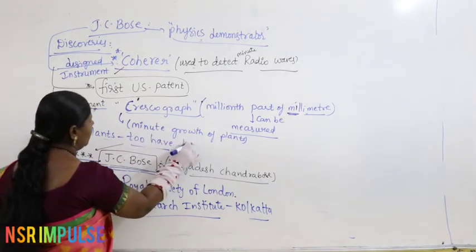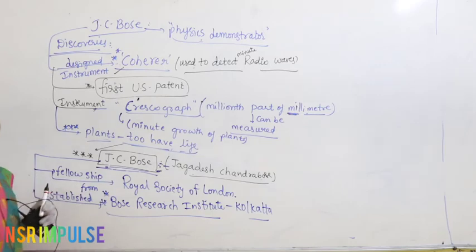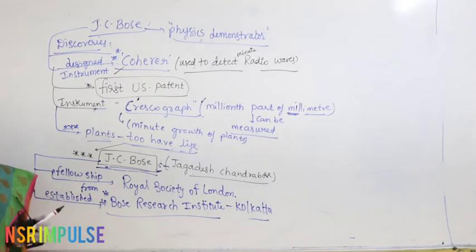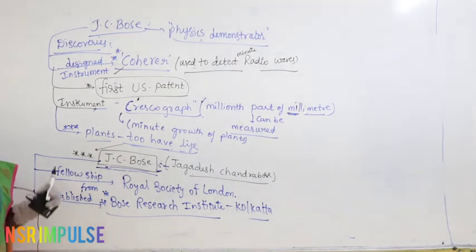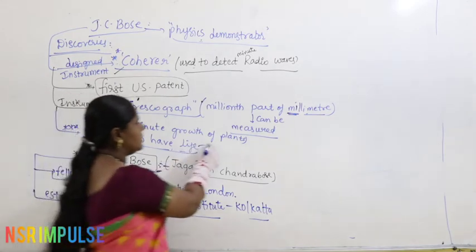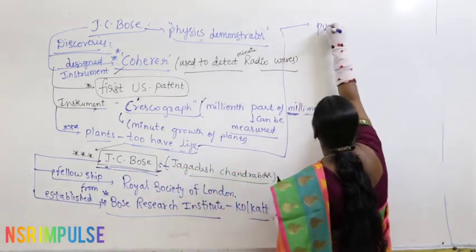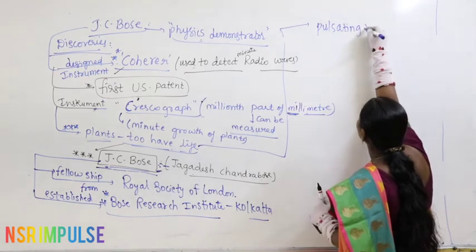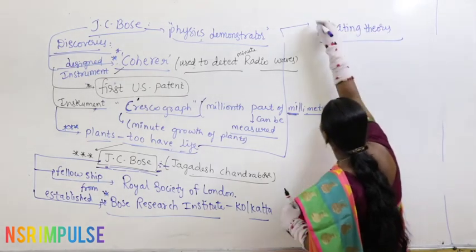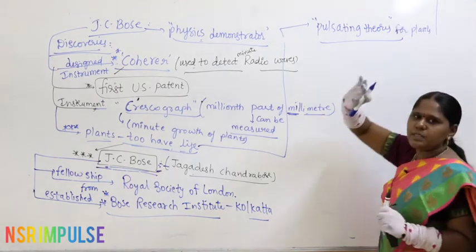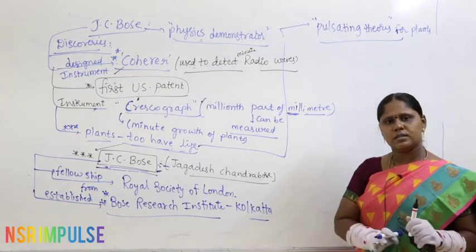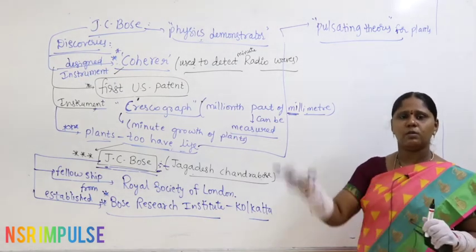Later, he also gave the statement that plants too have life. Till that time, in early ancient days, people used to treat plants as a non-living component. But Jc Bose gave the statement that plants also have life, which means plants are also living organisms. To support this point, Jc Bose studied and introduced the concept called pulsating theory. He introduced a concept which is referred to as what? Pulsating theory for plants. What is pulsating theory? Just as living organisms have pulse, similarly, plants also have pulse.